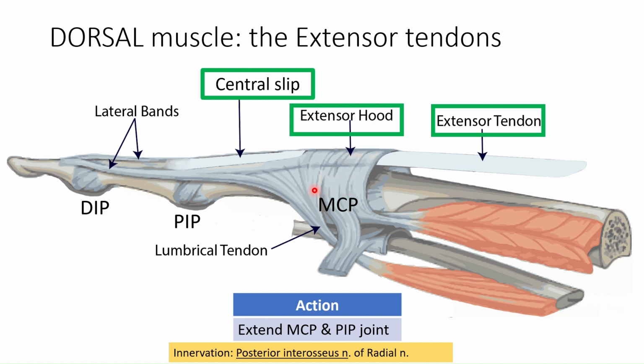The component of the extensor tendon attaching to the intermediate phalanx is called the central slip and serves to extend the digits at the proximal interphalangeal joints. The extensor tendon is innervated by the posterior interosseous nerve of the radial nerve.